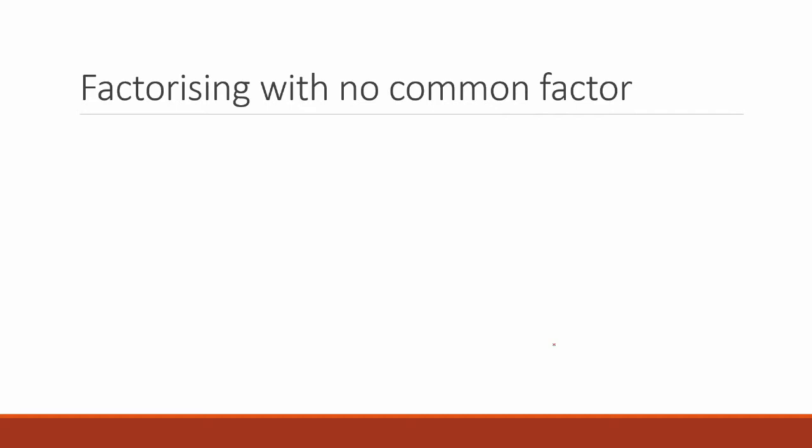Okay, in this video we're going to cover factorising when there is no common factor. So when the coefficient of x squared is not 1, sometimes we'll also find that there's no common factor. So here we have this expression here, 10x squared plus 3x minus 4.